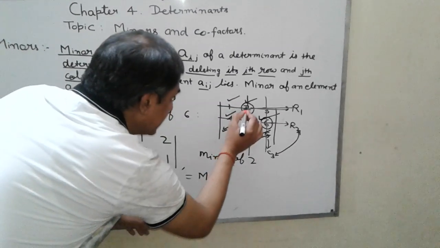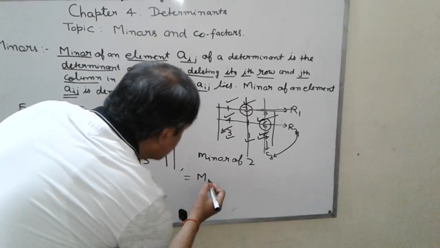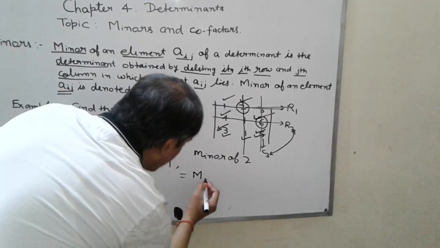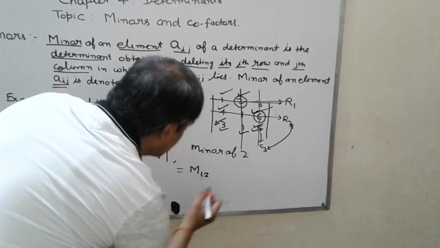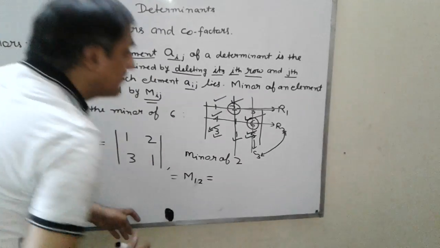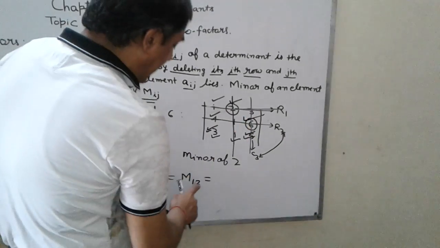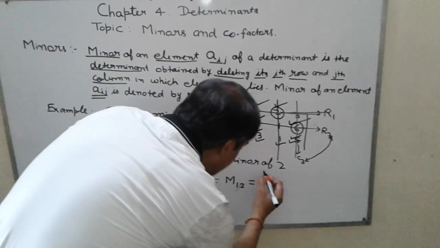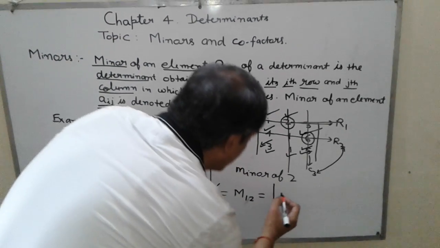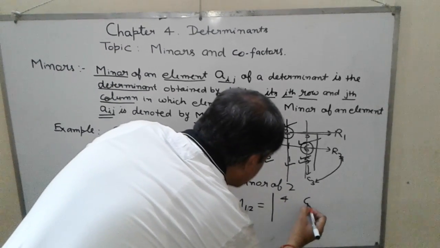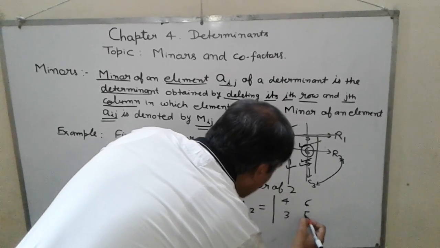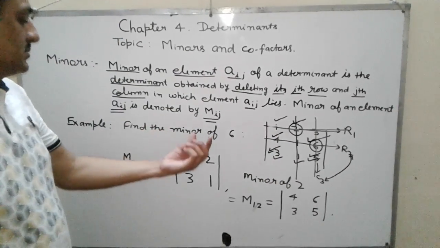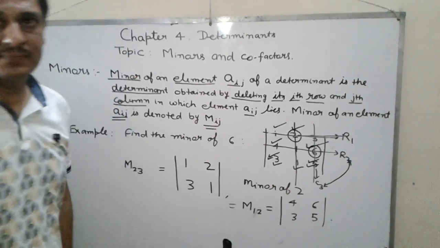So the minor of this element, M12, where 1 stands for the first row and 2 stands for the second column, is equal to the determinant 4, 6, 3, 5. This is the minor of this element.